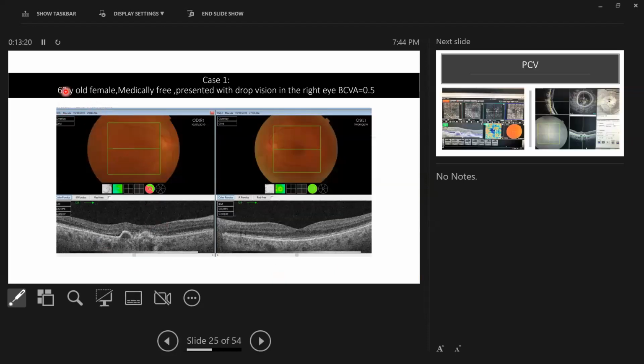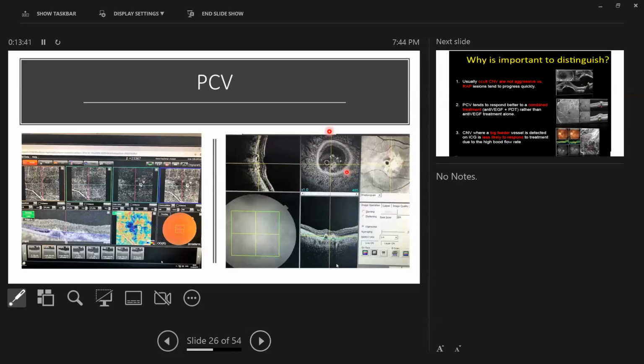This is one of my cases. This is a 62 years old female, medically free, presented with a drop of vision in the right eye. And if you look at the color fundus images, there is no drusen. However, we got two areas of RPE detachment with a pocket of subretinal fluid here. And if you go with the en-face imaging, you can see here the polyps. And with the OCT angio, you can also identify the polyps here. So this is a case of polypoidal choroidal vasculopathy. That's why multimodal imaging is very important in some cases in order to reach the proper diagnosis.